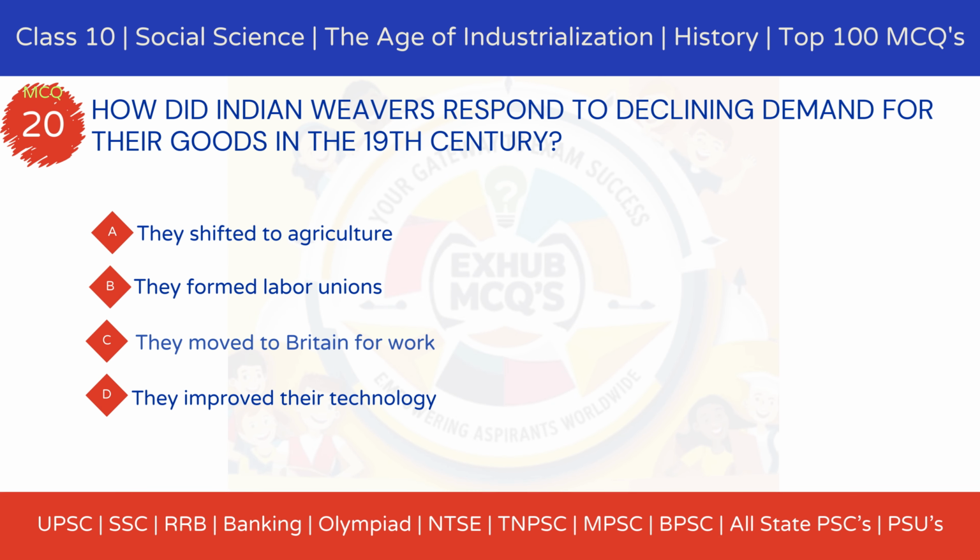MCQ 20. How did Indian weavers respond to declining demand for their goods in the 19th century? Option A, they shifted to agriculture. Option B, they formed labor unions. Option C, they moved to Britain for work. Option D, they improved their technology.